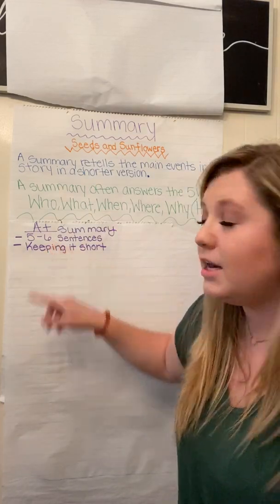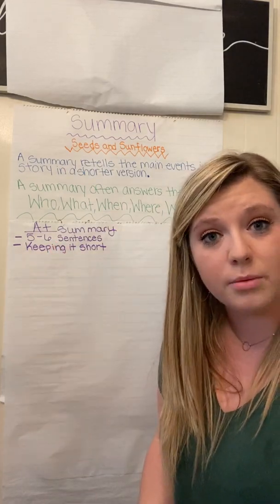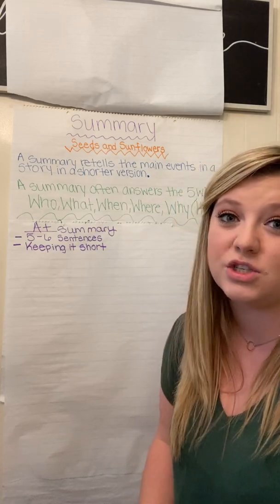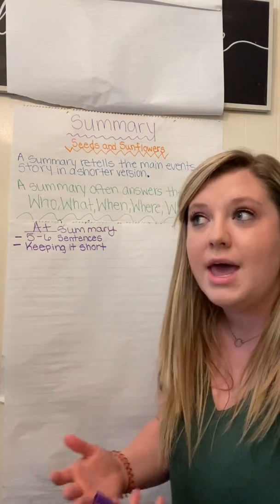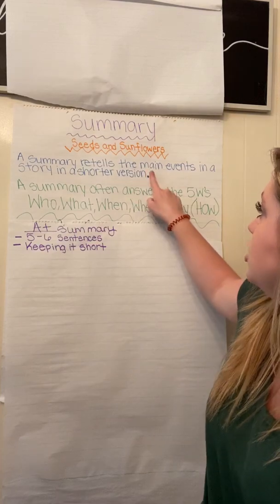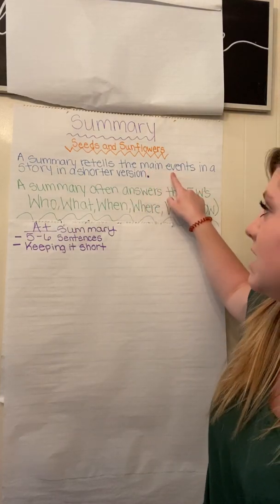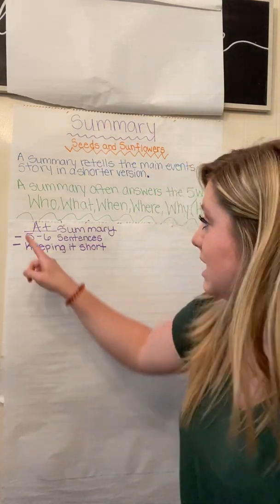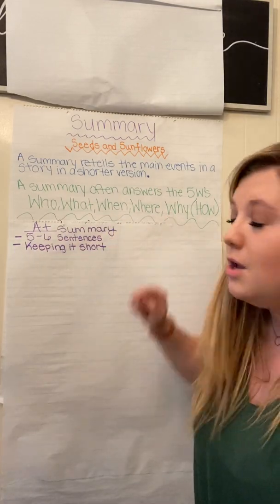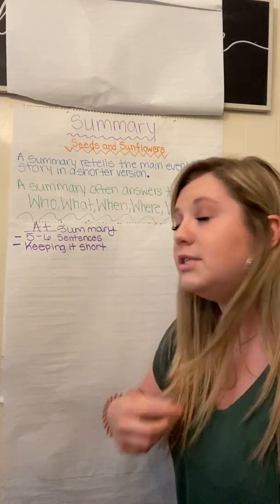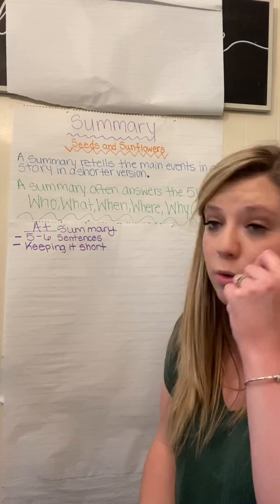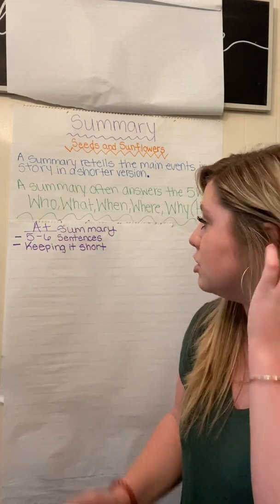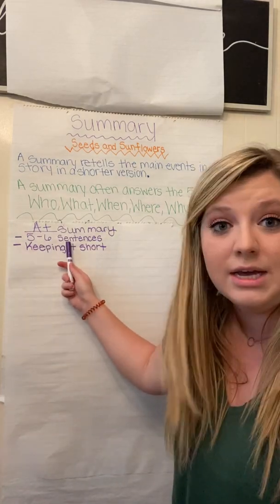We don't want to write a summary that's like 4 pages long, because if it's that long, we've probably just retold the whole story. And a summary, if we remember, just tells the main events, the most important events, and answers the 5 W's, okay? So when you're writing your summary and when you turn in your summary, I'm going to be looking and making sure that your summary is 5 to 6 sentences.